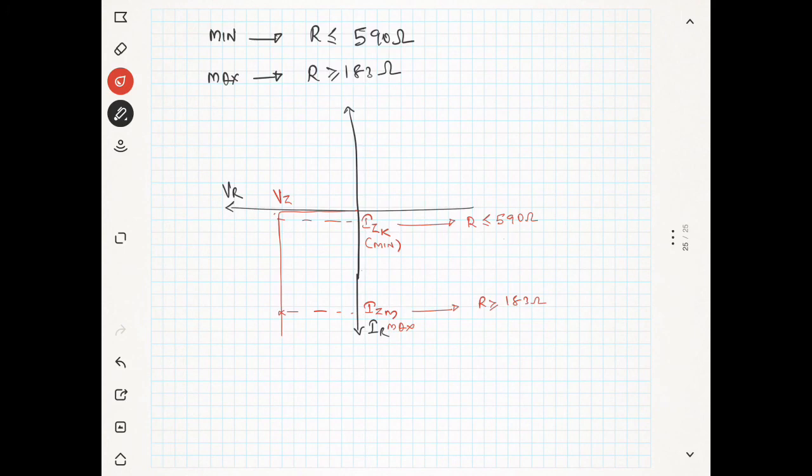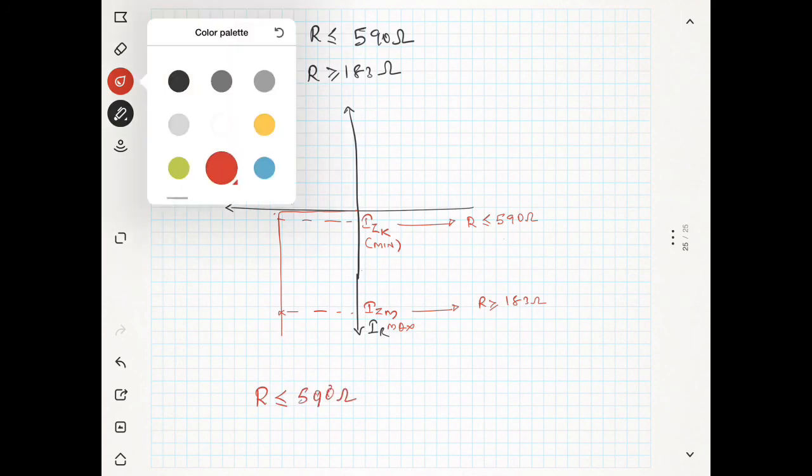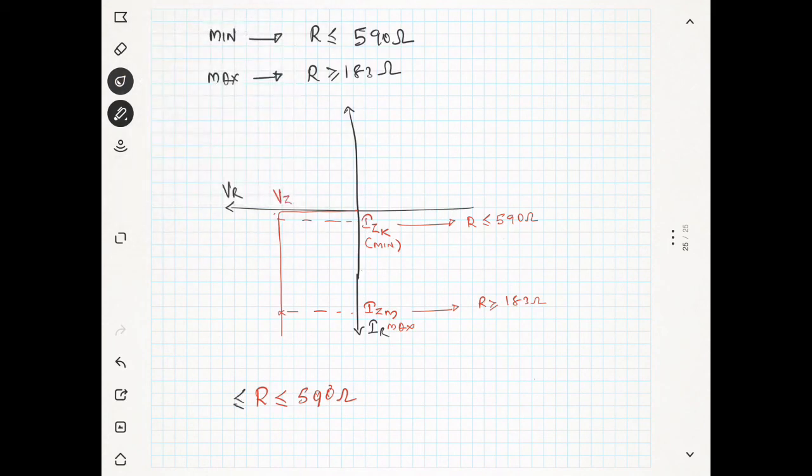So our condition is that R should be less than or equal to 590 ohms and R should be greater than 183 ohms. So I have now got 2 points, minimum and maximum. So which is the optimum? Because these are all the operating region. Out of this operating region, I can select any point. I can select any value of R between these two, minimum and maximum limit.